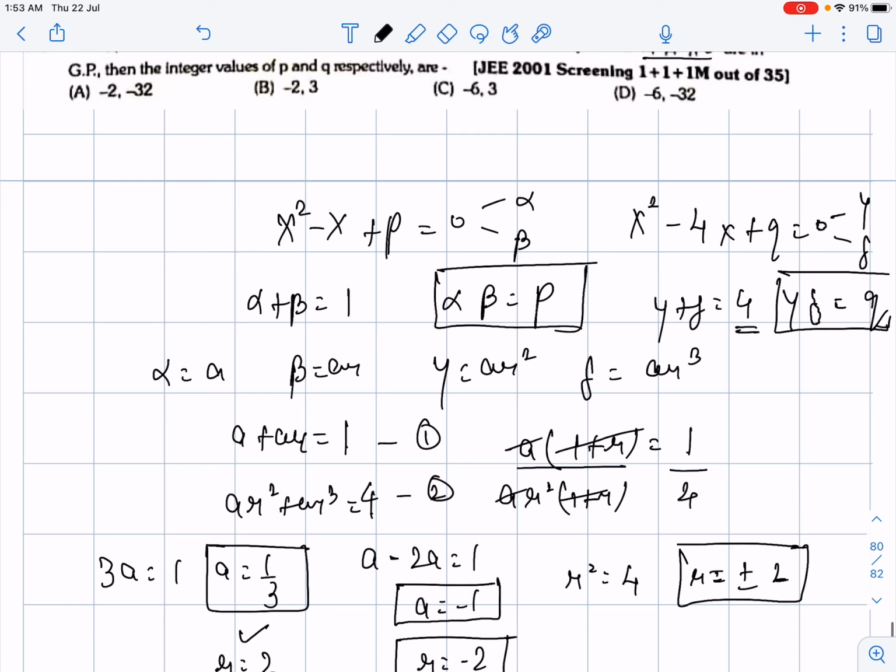The other values will be non-integral. So the right answer for this question will be option A over here.